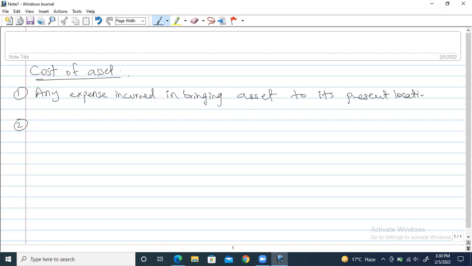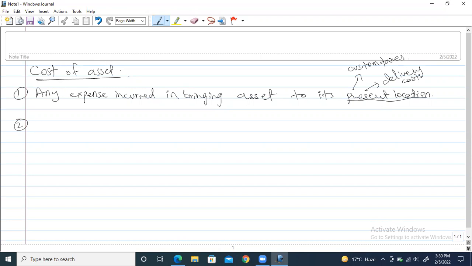So the first keyword over here is present location. This can be many things, like delivery costs. Let me write examples over here. Delivery costs, because if you don't pay delivery cost, the machine will not be transported to our factory. If you are purchasing the machine from abroad, then there are custom taxes, import duties. All of these things are included in the present location. So we need to include these costs in the capital expenditure of the asset. We need to basically capitalize it.